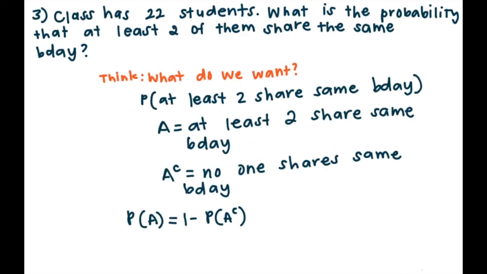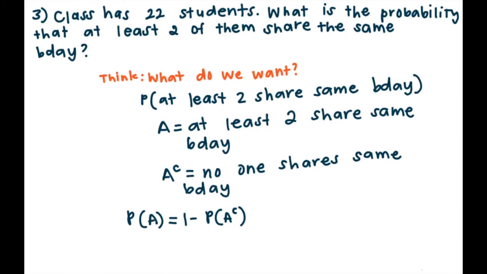Okay, problem 3 is, the class has 22 students. What is the probability that at least 2 of them share the same birthday? So let's think about what we want, okay? So we want the probability that at least 2 share the same birthday. So our event here is A, and A equals at least 2 share the same birthday. And A complement is no one shares the same birthday.